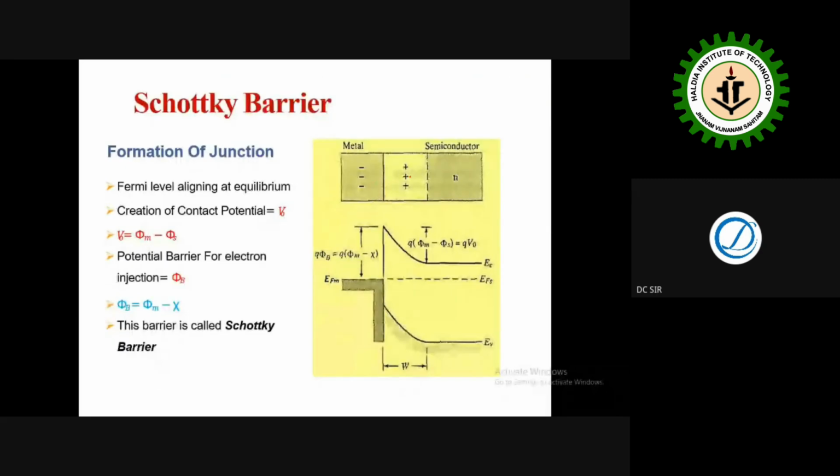So we see the Schottky barrier here, the formation of the junction. The Fermi levels align at equilibrium, creating a contact potential V naught, which is nothing but phi m minus phi s. The potential barrier for electron injection, that is phi b, is this barrier to the Fermi energy level. So phi b is nothing but phi m minus chi. This barrier is called the Schottky barrier, whatever we discussed in the previous slide.